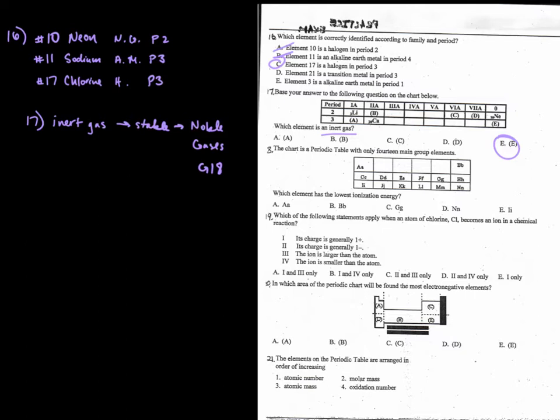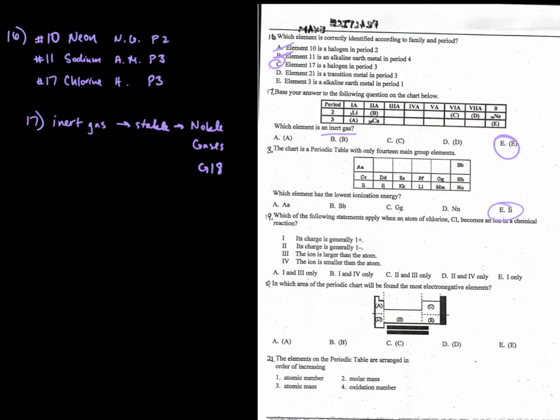Number 18, the chart is a periodic table with only 14 main groups. Which element has the lowest ionization energy? So looking up over here, helium is around here. It has the highest. So going opposite helium over down here, you have the lowest. So out of these, it's choice E.